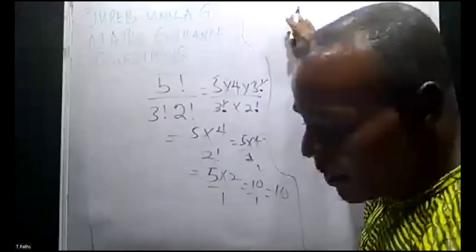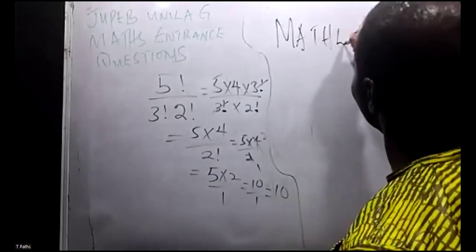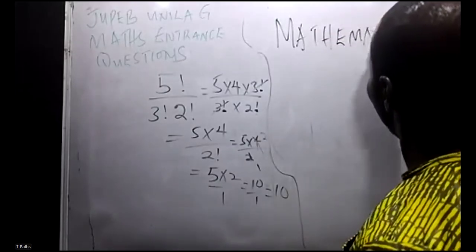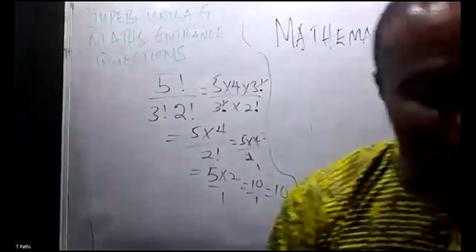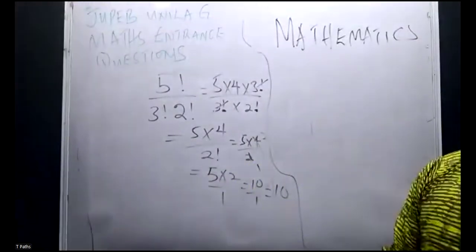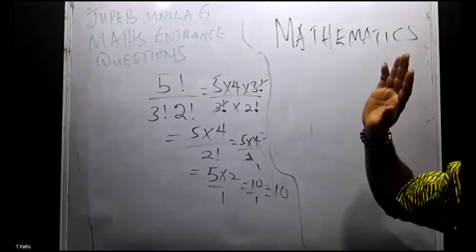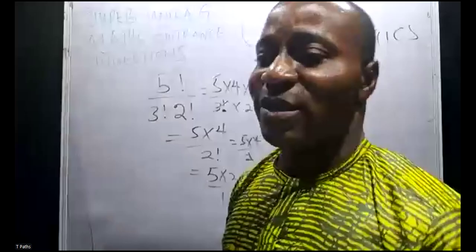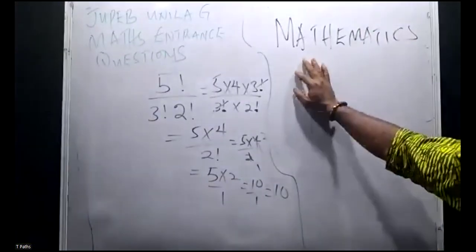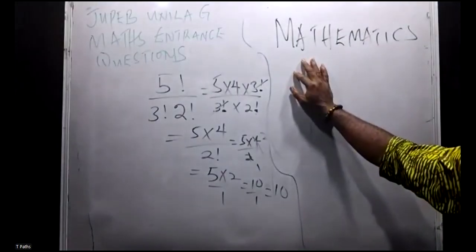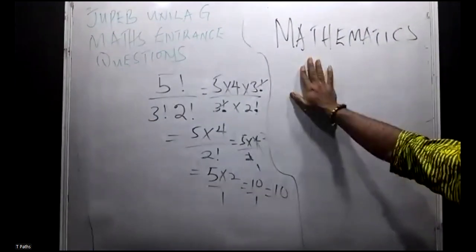In how many ways can the letters of the word mathematics be arranged? The first thing, when you're told to find permutation of a word, the first thing you have to note is how many letters make up that word. Now, in how many ways can the letters of the word mathematics be arranged?